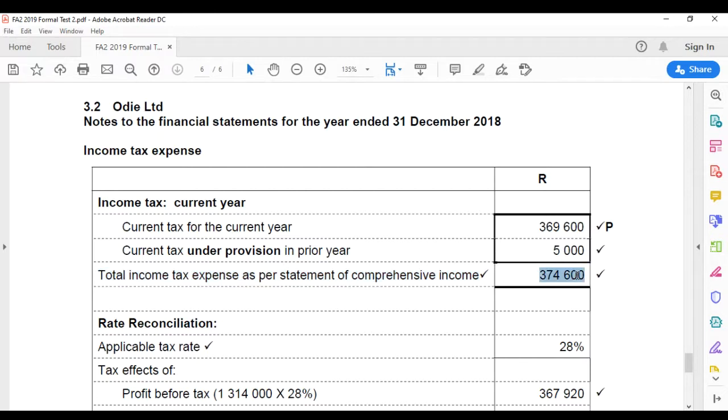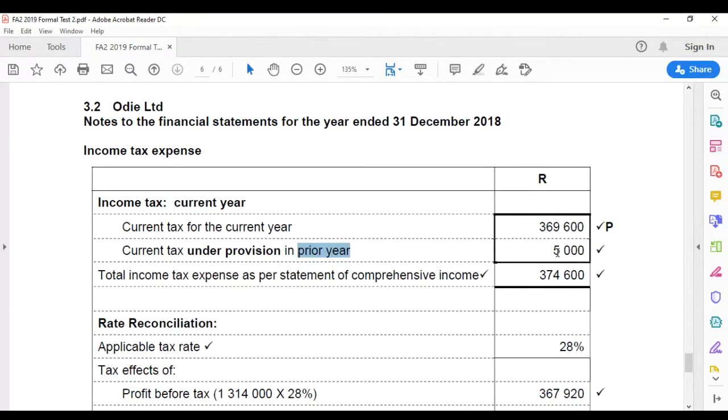So that is more than the income tax expense or the current tax for the current year. What does that difference represent? It is our current tax. It still doesn't refer to deferred tax. It's still the current tax, but that refers to an under provision in the prior year. So an under provision from last year.